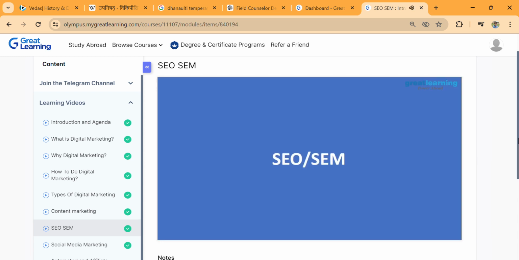So the next thing that we will be talking about is SEO, SEM. SEO stands for search engine optimization, and SEM stands for search engine marketing. Let's now go ahead and understand these at a stretch. Let's understand what these things do as well.